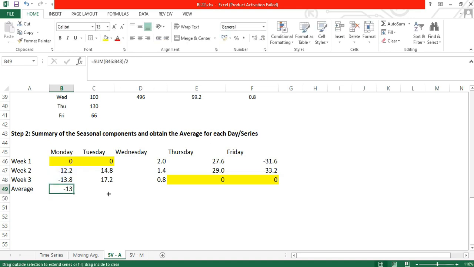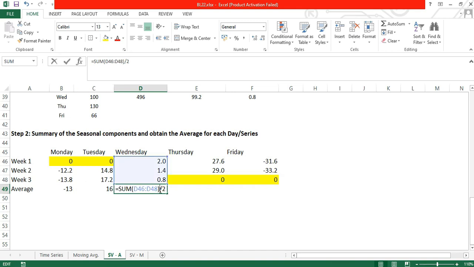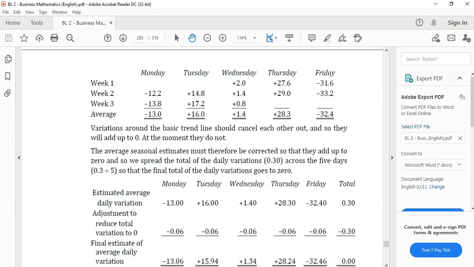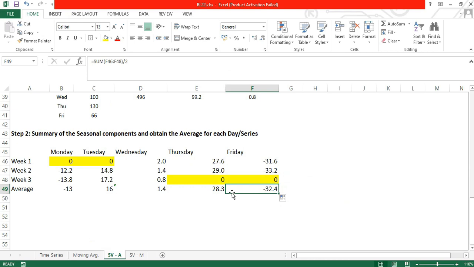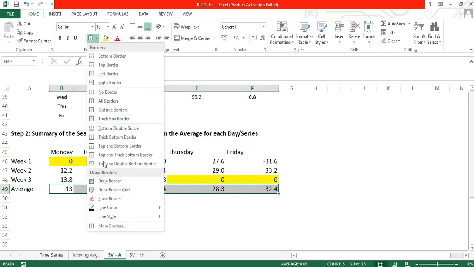And then same for Tuesday. Divide by 2. But Wednesday we have to divide by 3 because 3 items have values. But Thursday we have to divide by 2. Friday same. Divide by 2. Okay. So the plus and the minus doesn't matter. What matters is the average.